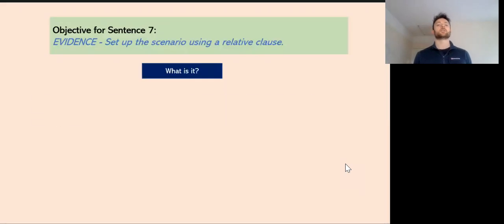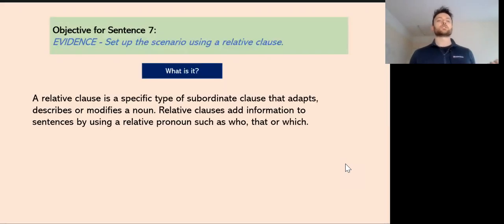Now, what is a relative clause? Quick reminder. A relative clause is a specific type of subordinate clause that adapts, describes, or modifies a noun, okay? And relative clauses add information to sentences by using relative pronouns such as who, that, or which.